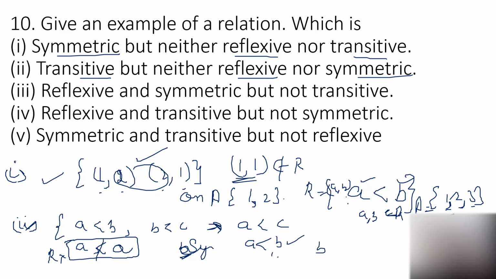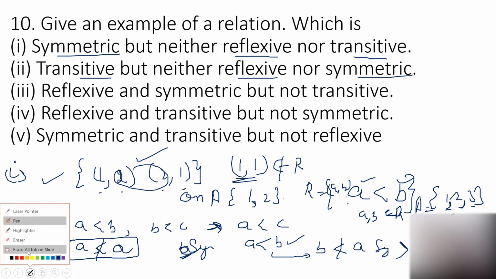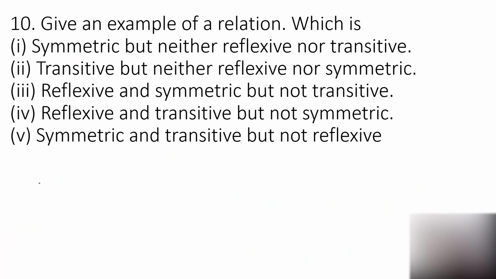But if A is less than B, we cannot say that B is less than A. Therefore, this is not symmetric. Next is the third example. We need to write a relation that is reflexive, symmetric, but not transitive. Okay, let's consider the third part.